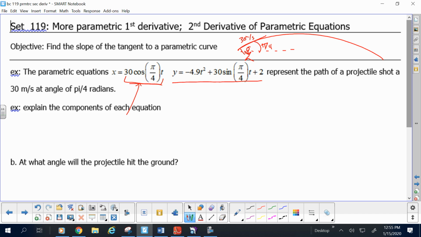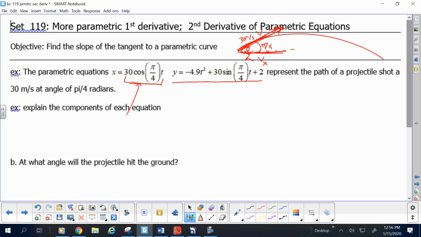Okay, how does this work? What is 30 cosine pi over 4 doing? All right, so would you agree that the velocity itself is 30 meters per second, but it's at an angle of pi over 4. If I wanted to talk about how fast it's moving horizontally, so as this thing goes this way, how fast is the horizontal position changing? Then I would need to figure out not what's the rate in that direction, but what's the rate in this direction. What should we call that? V sub x, the velocity in the horizontal direction.